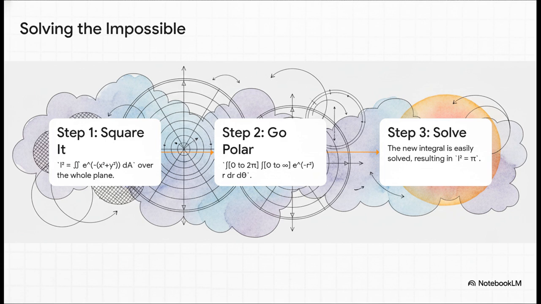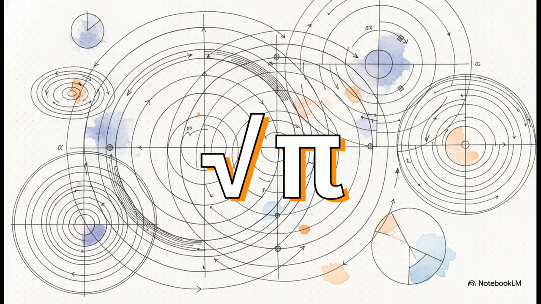Simply pi. So think about it. If I squared is equal to pi, then the value of our original impossible integral has to be the square root of pi. I mean, how cool is that? It's a beautiful, profound, and totally unexpected result, and it was all made possible just by switching to polar coordinates.